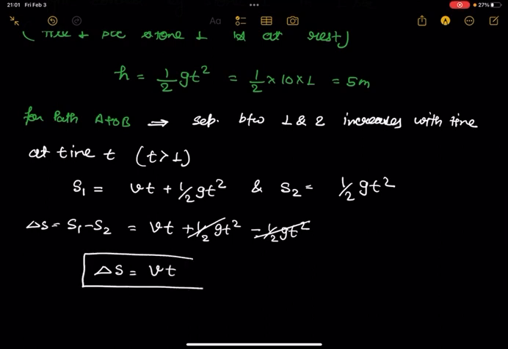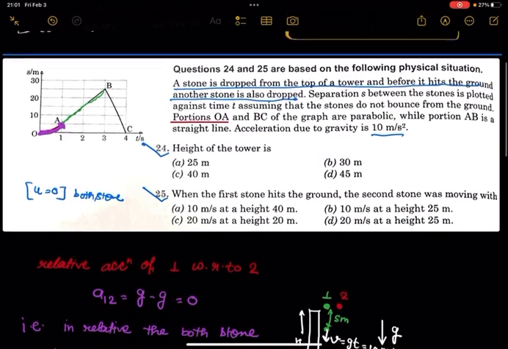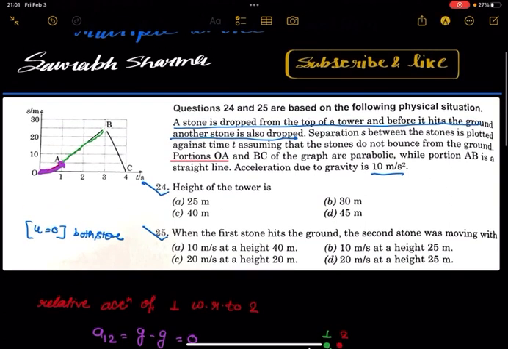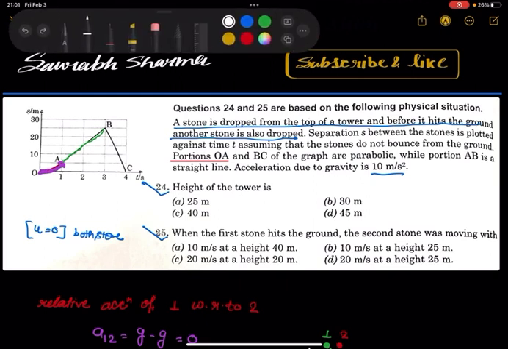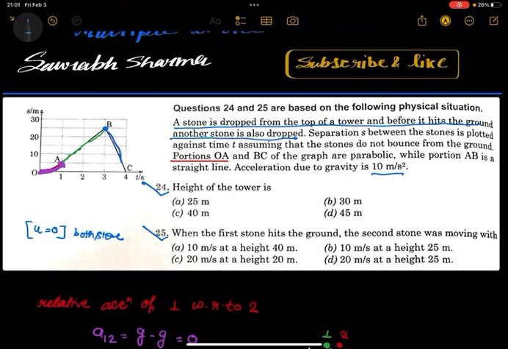So now the separation is going in a straight line with a constant velocity. Now what is happening? At this point B, again the path is parabolic. So if this path is parabolic, it means stone 1 reaches here at time t equal to 3 seconds. That's all, finish this question. Stone 1 reaches the ground.